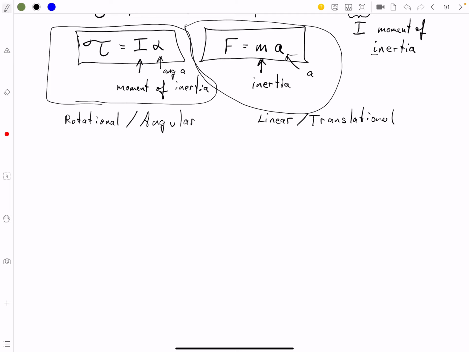Okay, so let's see. How do I want to do this? We did it for the moon, so we don't need to necessarily do it for the moon again. Let's do it for a disk.